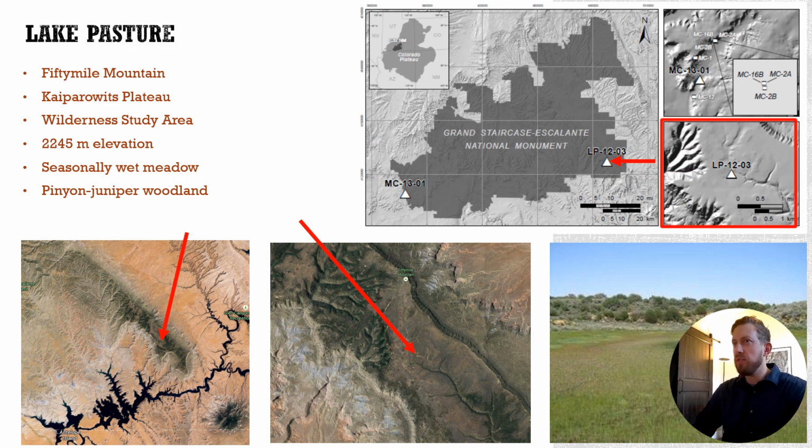Now on to the study sites. The first site is Lake Pasture. It's located on 50 Mile Mountain on the Kaiparowits Plateau in the wilderness study area. This is at a higher elevation in a seasonally wet meadow in a pinyon juniper woodlands.